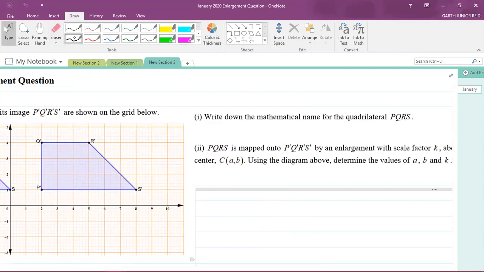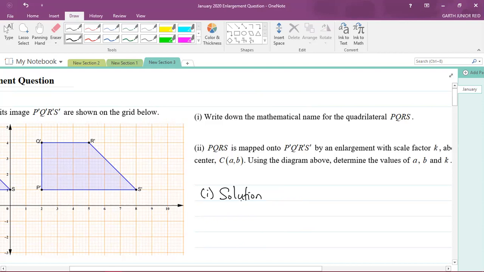So that's a simple 1 mark for you to gain in the examination. So let me write it down here. So part 1, solution, it is a trapezium, right? Trapezium. Good. So that's the first part of the question here.